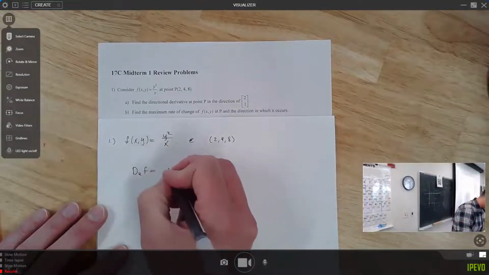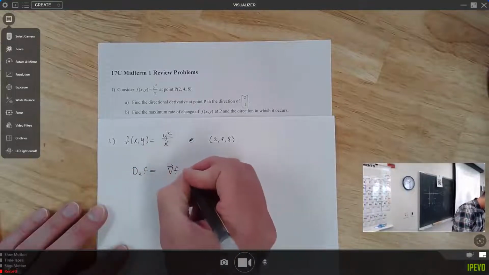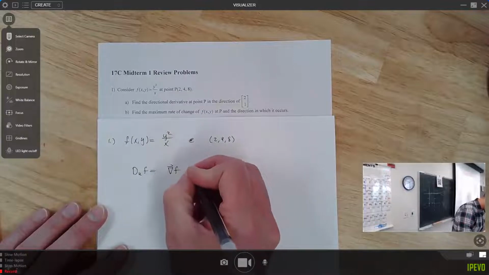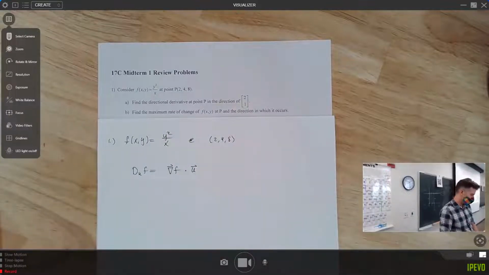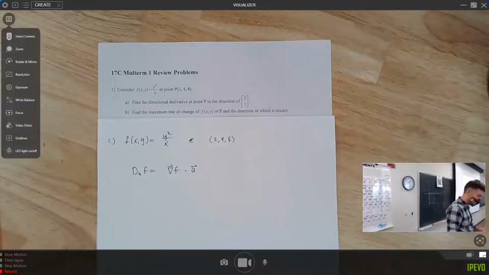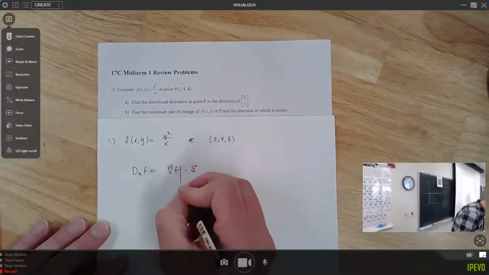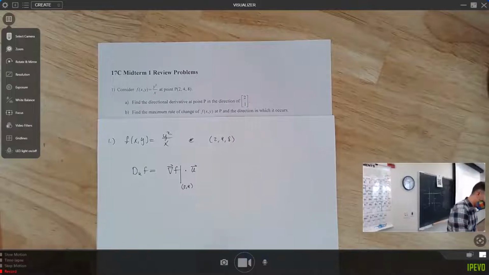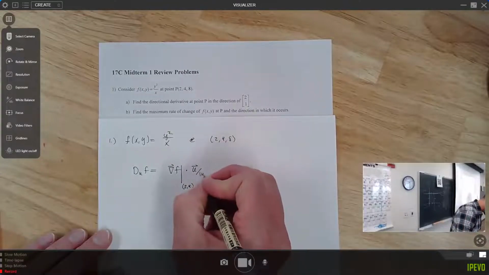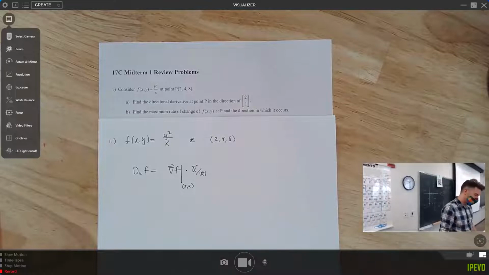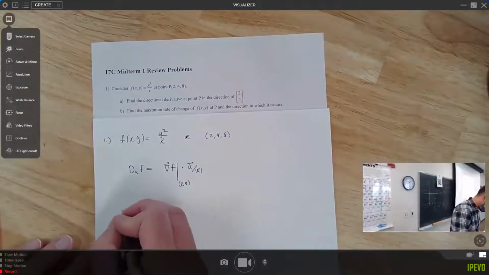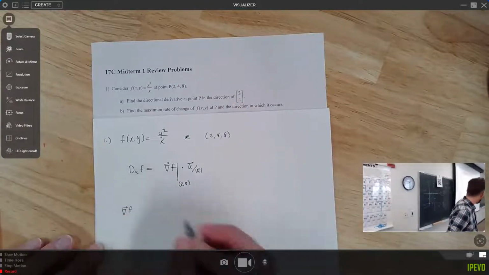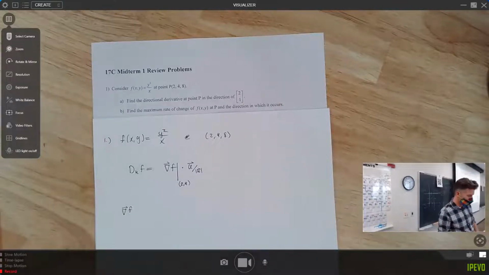It's going to be the gradient of f dotted with the normalized vector u. I should say the gradient of f at the point (2, 4), dotted with the vector u, or really u divided by its own magnitude. Okay, so let's write down the things. The gradient of f, I'm doing this in a strange way, but already I started that way.